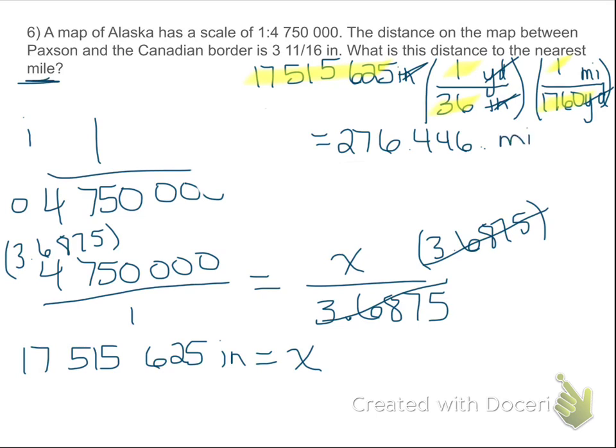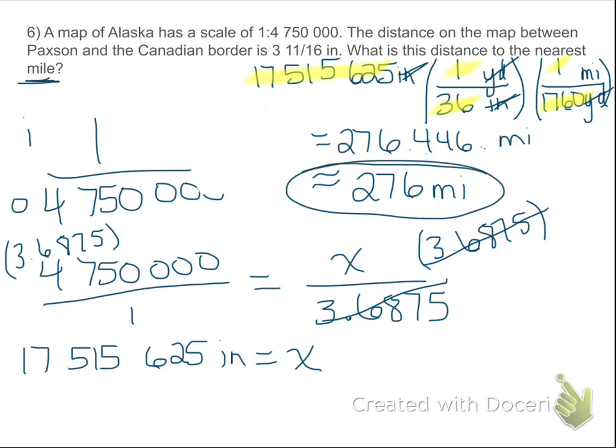Now it says to the nearest mile. That means we want a whole mile and we don't want any decimals. So to the nearest mile, we could say this is approximately 276 miles. It's a 0.4, which means we round down and stay the same. So the distance between Paxson and the Canadian border is 276 miles in real life.